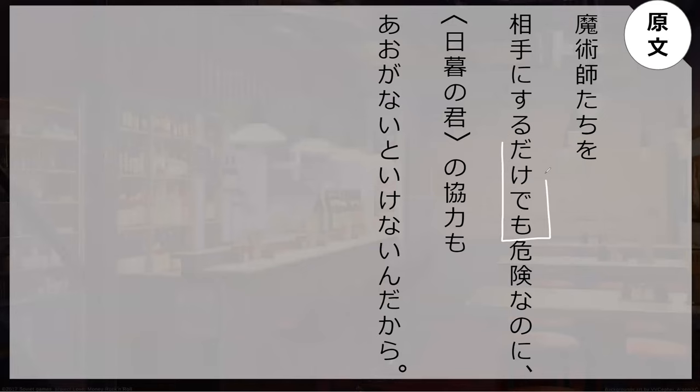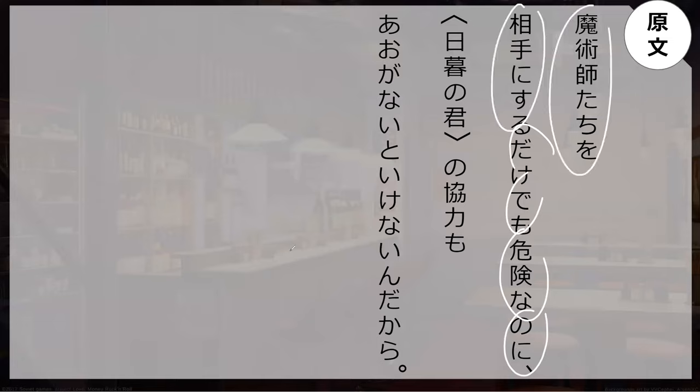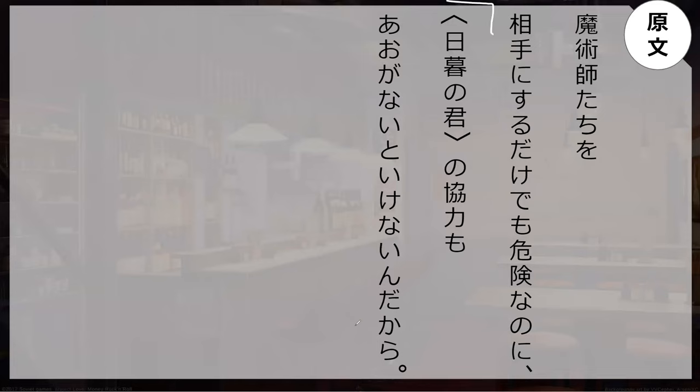Okay, let's try this again. Even just cooperating with the other magicians is dangerous, however. Yeah, even though it's dangerous to just associate with the magicians. Higure no kimi no kyōryoku mo. Once again, he's using mo. Kyōryoku, yes. In this case, it's also.